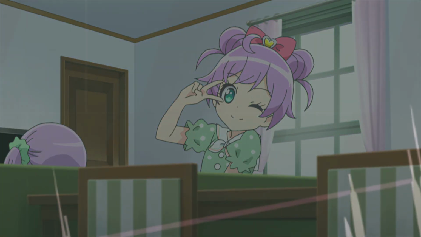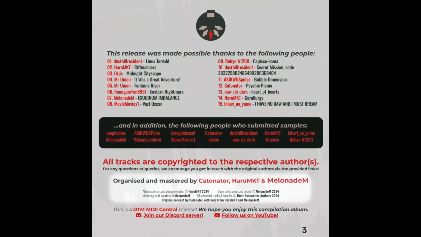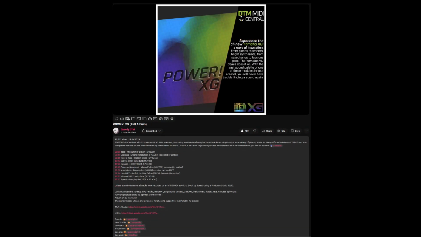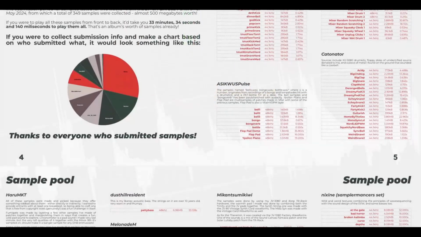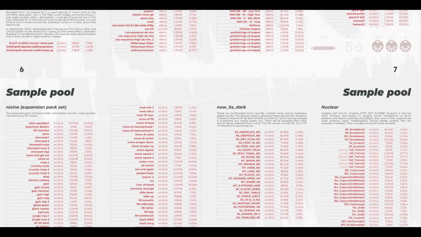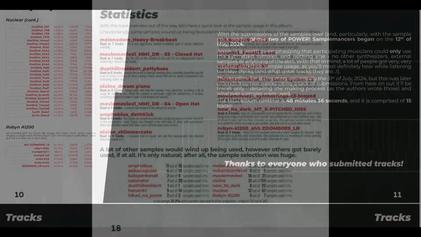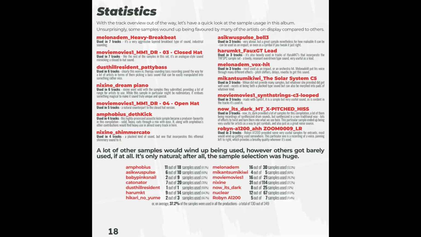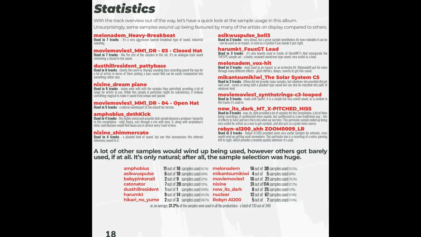Capisce-koma was composed for the collaboration album Power Sample Masters, devised by Catenator Haru and Mel from the DTM MIDI Central Discord server. We've done a bunch of music albums over the past 5 years together in this group, mostly around MIDI sound modules. The idea behind this album was to get participants to submit some samples that they'd created themselves from their own recordings or recordings of original patches from synths they have at their disposal. Thanks to the amazing liner notes from Mel, we can see some very interesting statistics regarding the samples, which made this album about as unique of an experience as you can get.